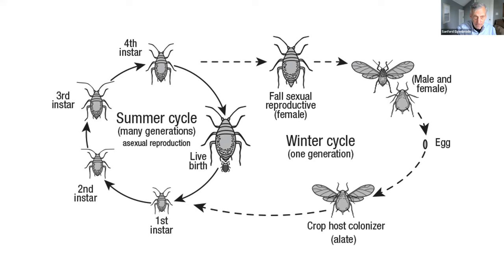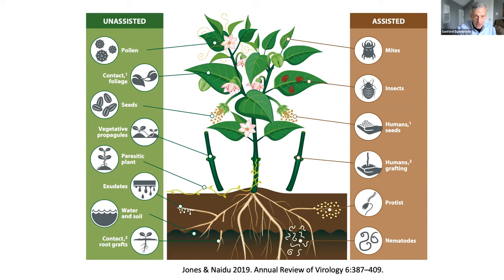So one thing that's interesting and important about aphids is that they can transmit plant pathogens, especially viruses. So here's a figure from a review article showing how viruses that can affect plants can get between plants. There are many so-called unassisted ways where virus particles can go from plant to plant. And there are many assisted ways in which something moves the particles. Among those, insects are really important.